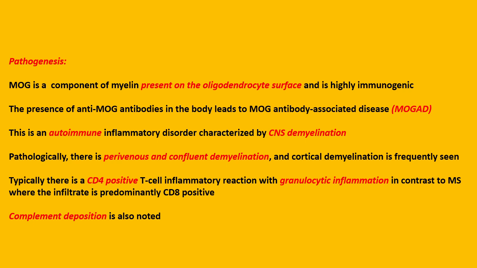Pathogenesis. MOG is a component of myelin present on the oligodendrocyte surface and is highly immunogenic. The presence of anti-MOG antibodies in the body leads to MOGAD. This is an autoimmune inflammatory disorder characterized by CNS demyelination. Pathologically, there is perivenous and confluent demyelination, and cortical demyelination is frequently seen. Typically, there is a CD4 positive T cell inflammatory reaction with granulocytic inflammation. Complement deposition is also noted.